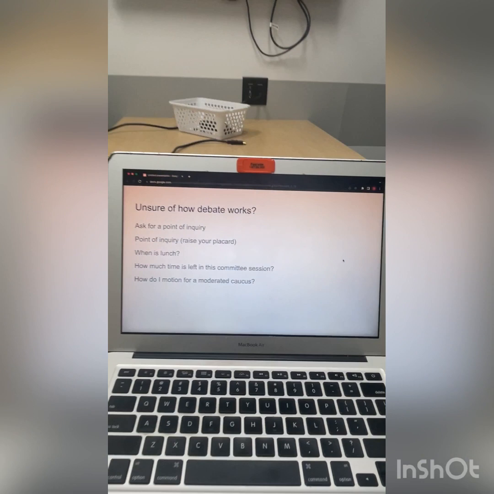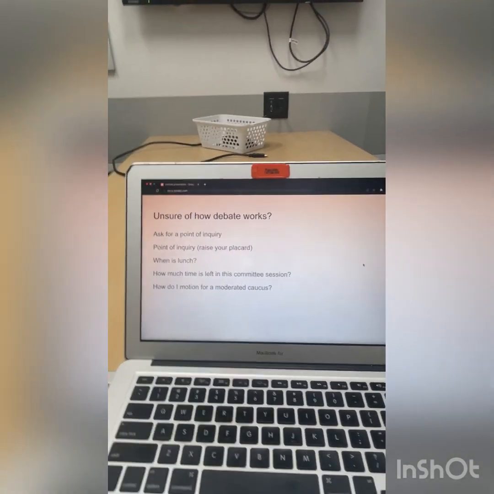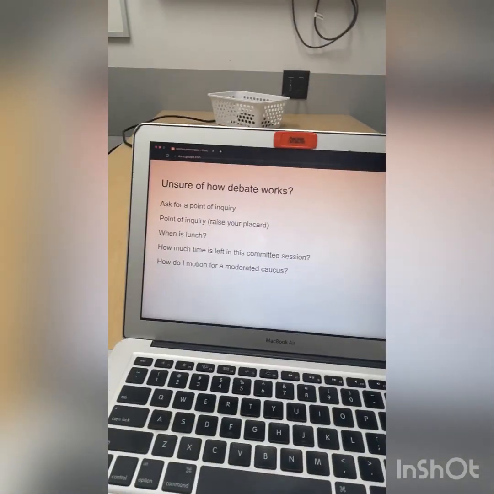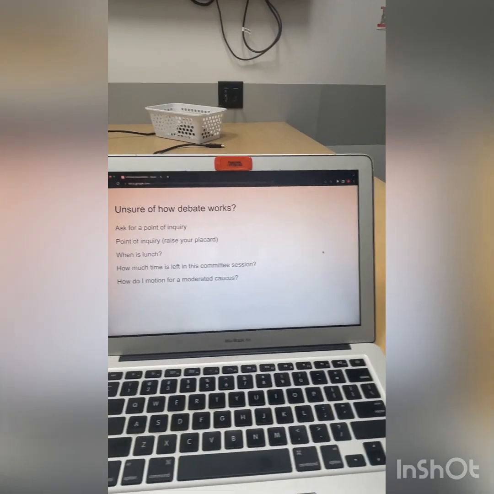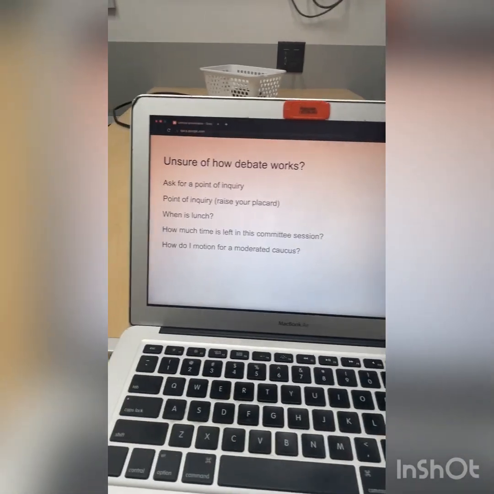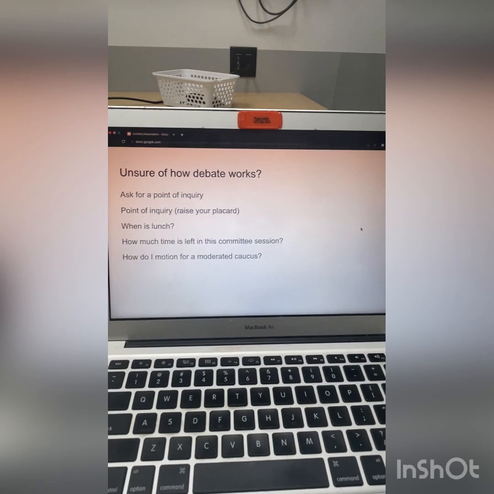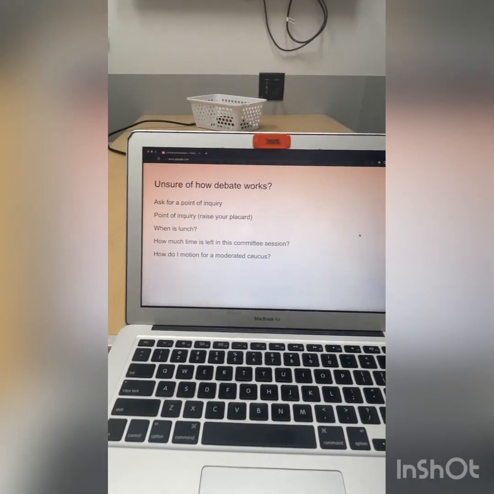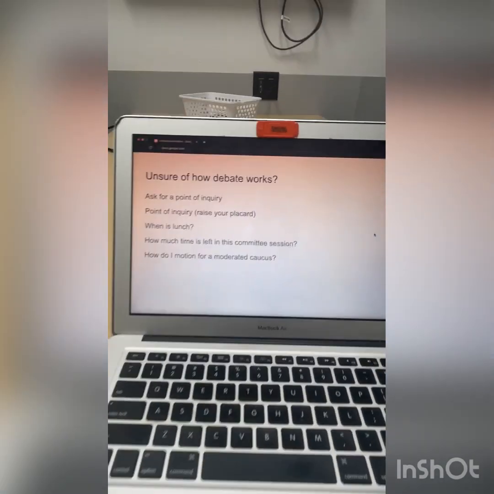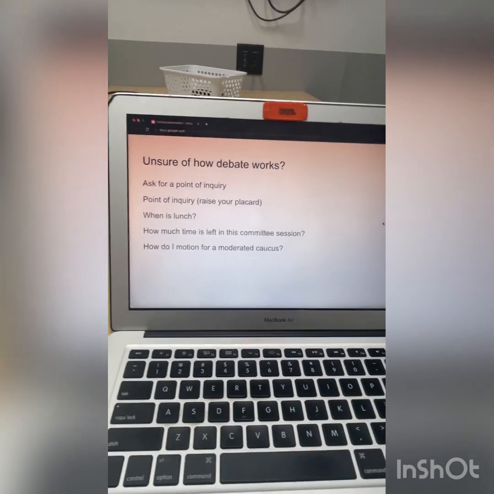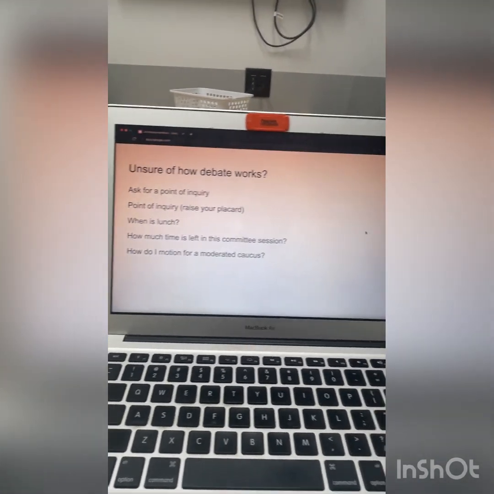So, are you unsure of how debate works? Ask for a point of inquiry. So, you raise your placard. The delegation from Italy has a point of inquiry. When is lunch? How much time is left in the committee session? And how can I even motion for a moderated caucus?